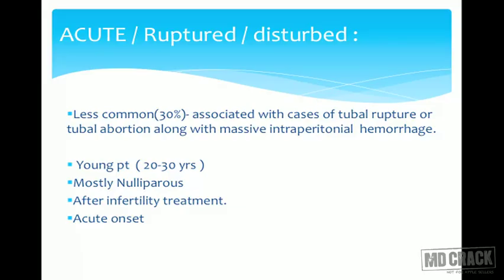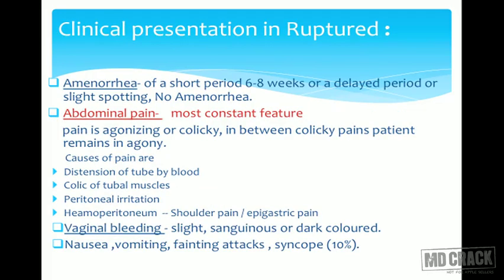As I said, acute, ruptured or disturbed are one and the same. It's seen in 30%, associated with tubal rupture or tubal abortion through the fimbrial end, and it can be associated with massive intraperitoneal hemorrhage. What is the clinical scenario? Usually a young patient in the reproductive age group, around 20 to 30 years, mostly nulliparous. Maybe a history of infertility treatment. She comes with acute symptoms. The onset is very acute.